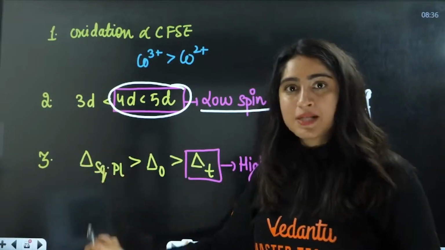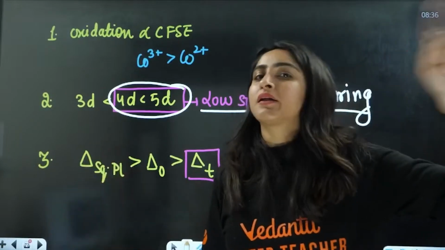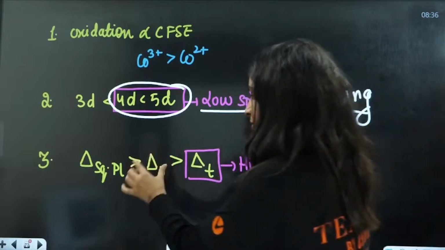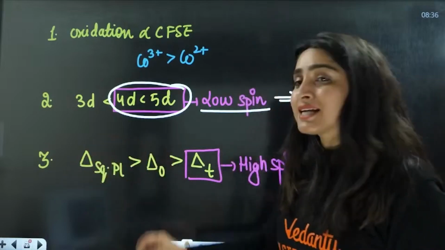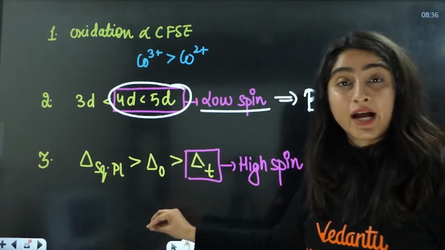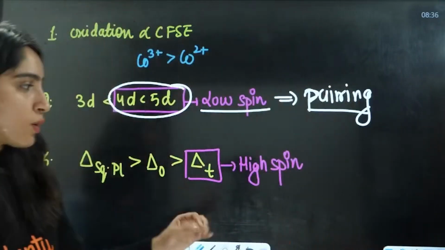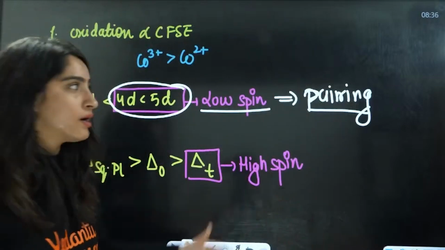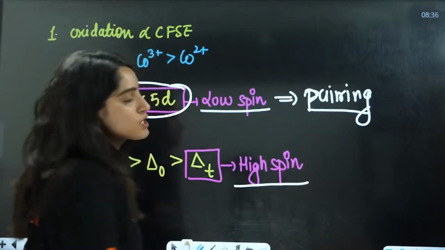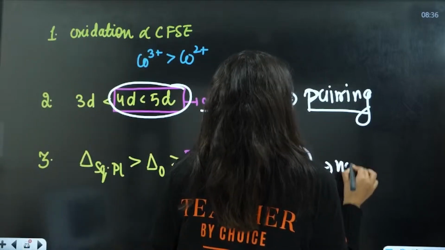Next is square planar. That is not in your syllabus, but this can be asked. The whole process of square planar is not in your syllabus, but this comparison can be asked: CFSE of square planar is more than CFSE of octahedral, which is more than CFSE of tetrahedral. Tetrahedral CFSE is so low that it always forms high spin complexes, with no pairing.